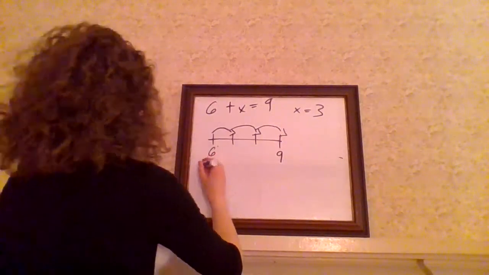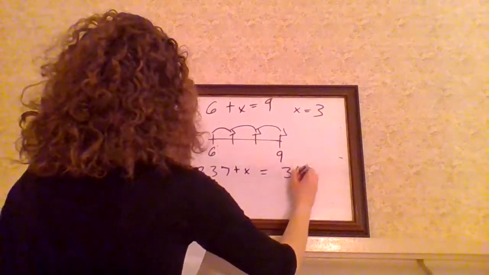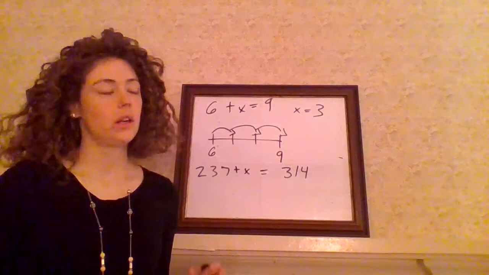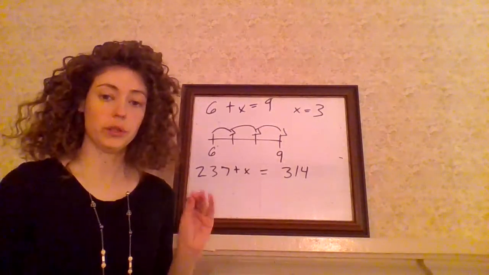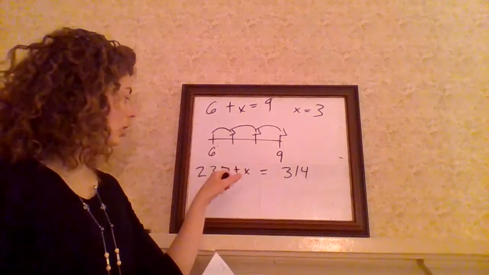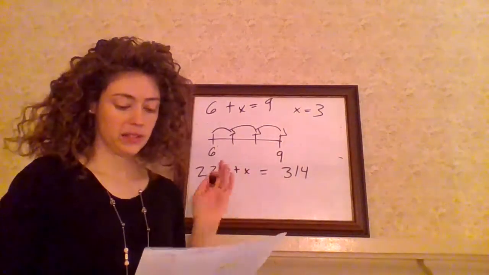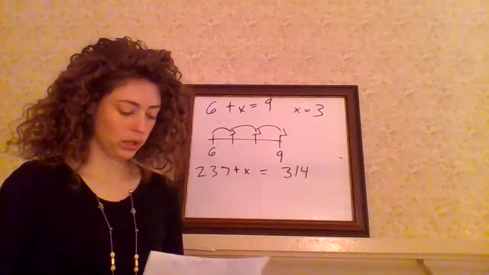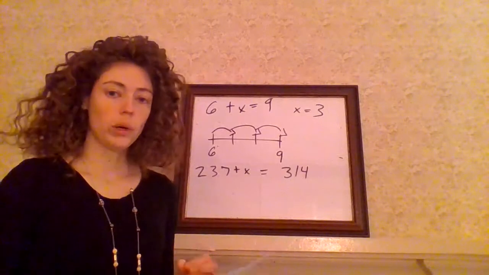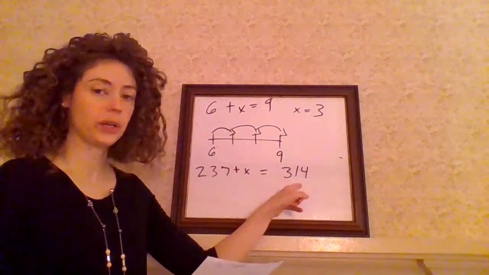Okay, so what if we wanted to find out 237 plus x equals 314? Would we use a number line for this one? No, we don't want to use a number line. We could, but the number line is going to be too big because it has to go all the way from 237 up to 314, and that's too big and it's going to take too long. So how could we find x without a number line? Well, what we can do is subtract the smaller number from the larger number.